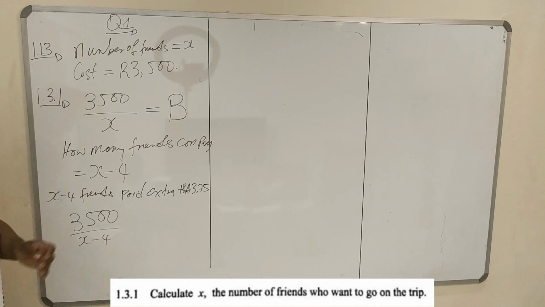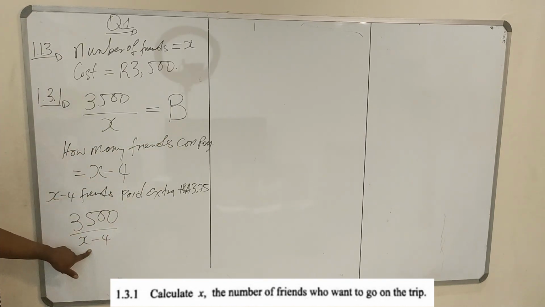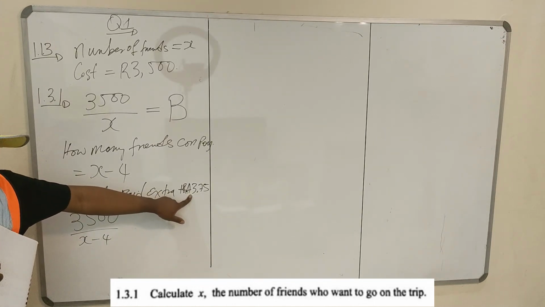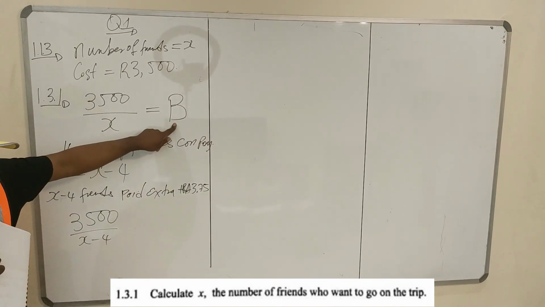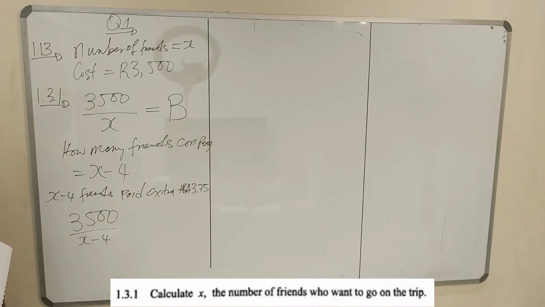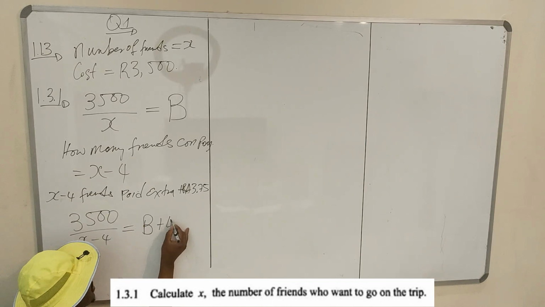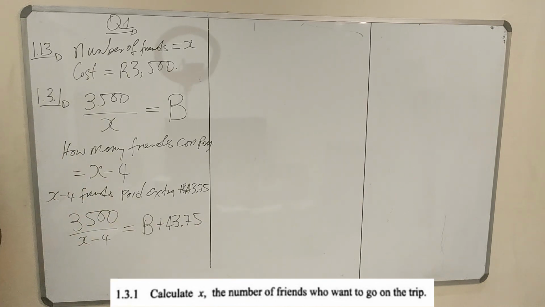So when they were x, they were going to pay that amount b. But now they're x minus 4, and we're told they should pay an extra 43.75. That means each of these x minus 4 friends will pay the b amount and, on top of that, the extra 43.75. So 3,500 divided by x minus 4 should equal b plus 43.75.